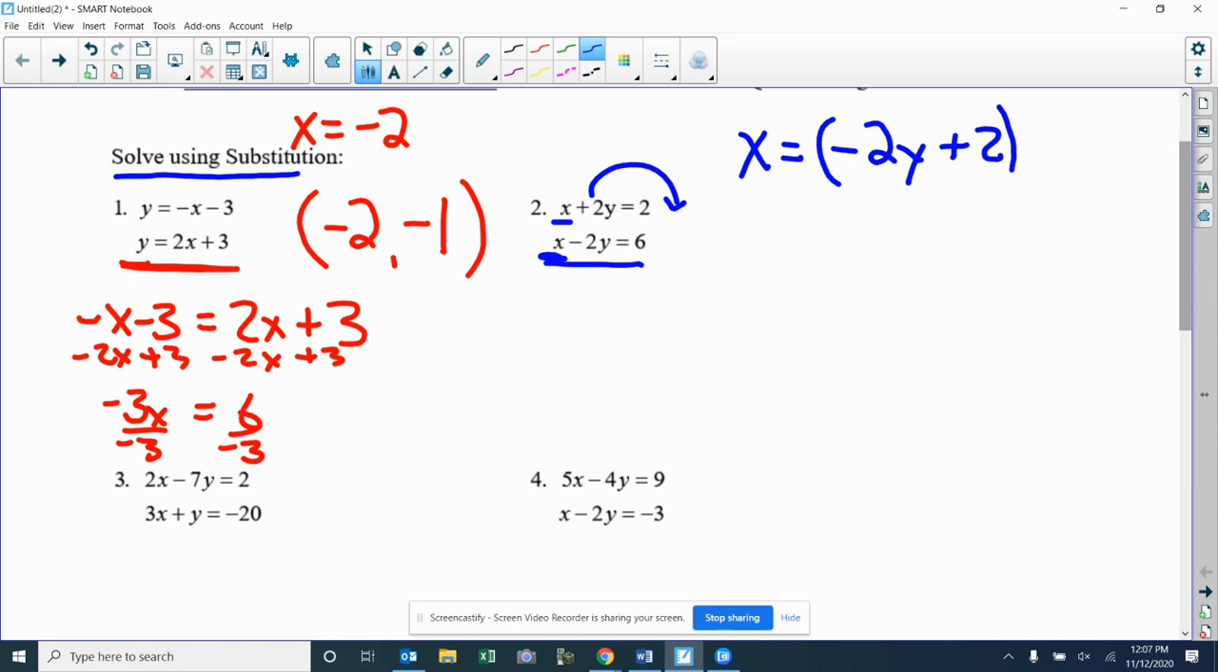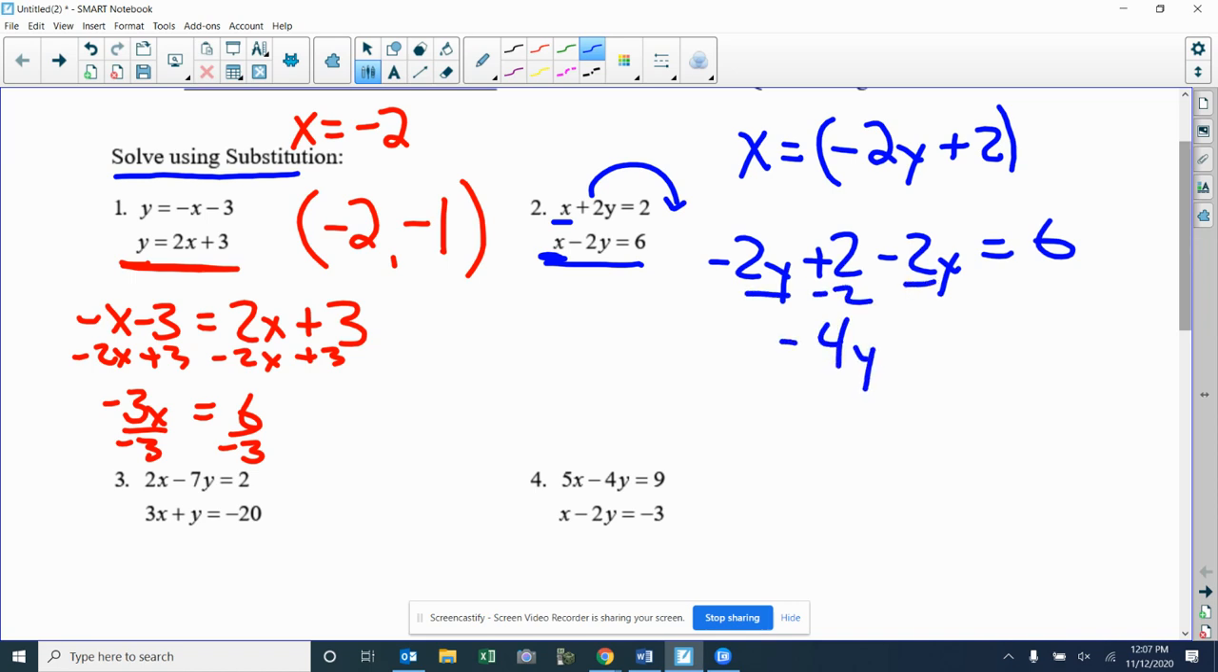X has no number in front of it, so really it's just going to be negative 2y plus 2 minus 2y equals 6. I'm going to get negative 4y. Combining those, I'm going to subtract 2. Negative 4y is going to be equal to 4. So my y is negative 1. So again, I'm looking for an xy coordinate here. My y is negative 1.